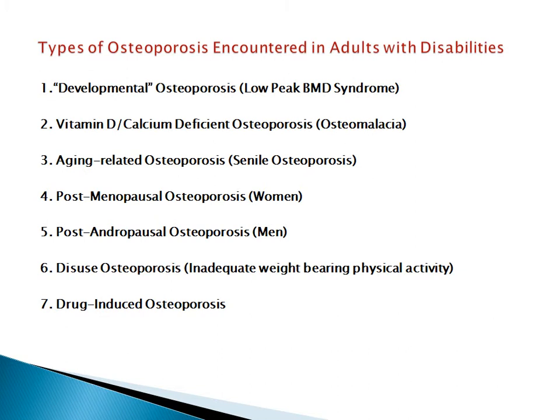Types of osteoporosis encountered in adults with disabilities, including developmental disabilities. There are 7 different types of osteoporosis that you may encounter in someone with a developmental disability. First, developmental osteoporosis, known as the low peak bone mineral density syndrome.